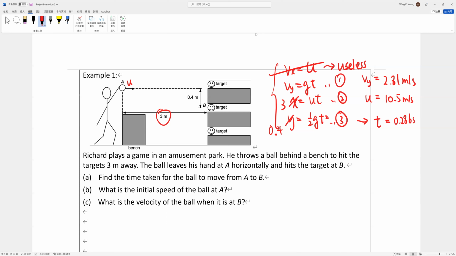Mr. Yang, how do I find g? g is 9.81. That is the acceleration due to gravity. Oh, okay, thank you. So for part A, we have solved it already. It's 0.286 seconds. The second one is the initial velocity, that's u, which should be 10.5 meters per second.